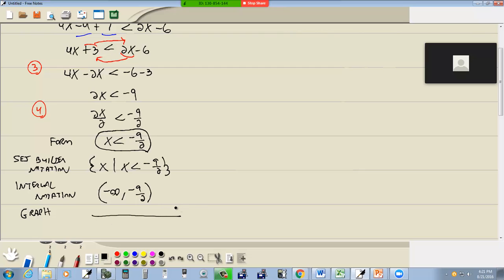Now our graph. Parenthesis on negative 9/2. And then you shade whichever way it's opening. It's open to the left, so I shade the left. And that'd be our graph.